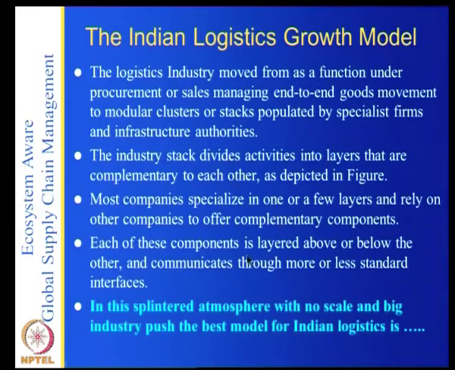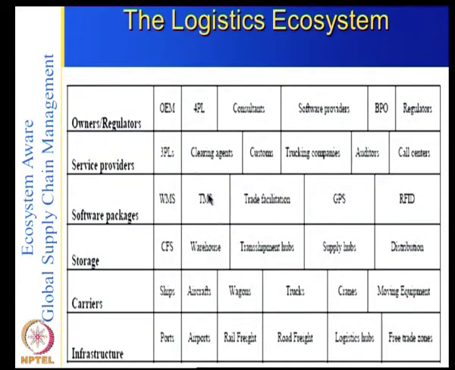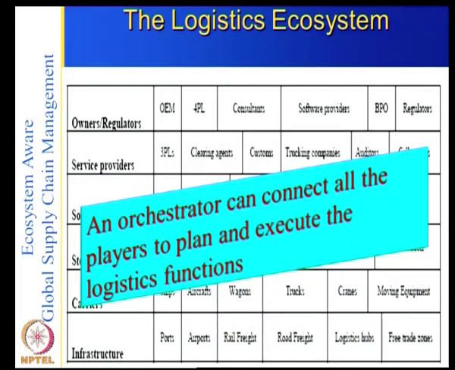So, each of these components is layered upon another and communicates through more or less standard interfaces. How do these people communicate with each other? Is there any communication at all? If they communicate, it is by letters or by phone or by fax or by post. So, how do you make things work in such a setting? An orchestrator can connect all the players to plan and execute logistics functions.